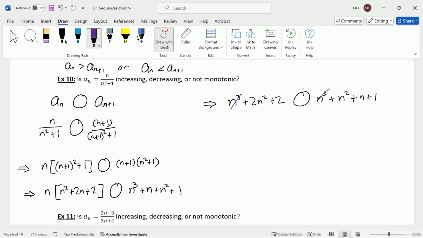And what else can I do? I can subtract an n squared term. Oh, that's supposed to be a 2n. n times 2 is 2n. Oops. I can subtract an n squared and an n. And when I do that, I'll get n squared plus n compared to 1.